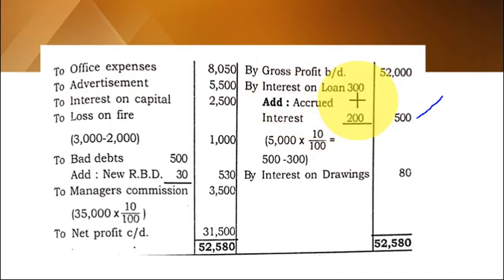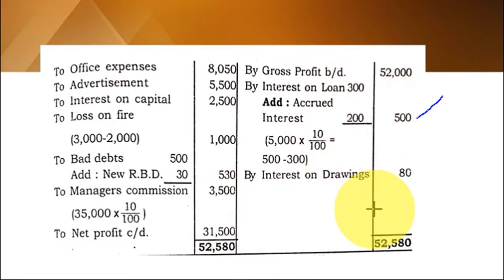Interest received 300, add accrued interest. That is interest outstanding, the accrued interest that we are going to receive, 200. Right? So this we have to show. And this 200 will appear one more time in the balance sheet.